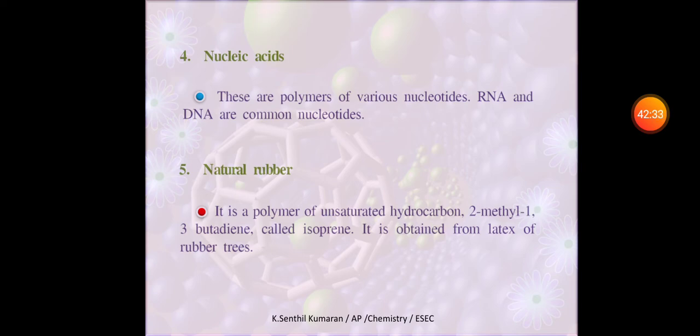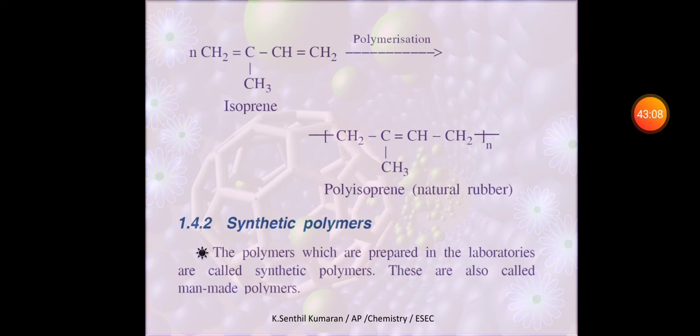Mostly it occurs in Kerala. So you know the rubber tree. The rubber tree produces this polymer, so it is called natural rubber. So five natural polymers we have discussed: SCPN, S means starch, C means cellulose, P means proteins, N nucleic acid, and another N is natural rubber. Next, this is the familiar reaction for the production of polyisoprene.